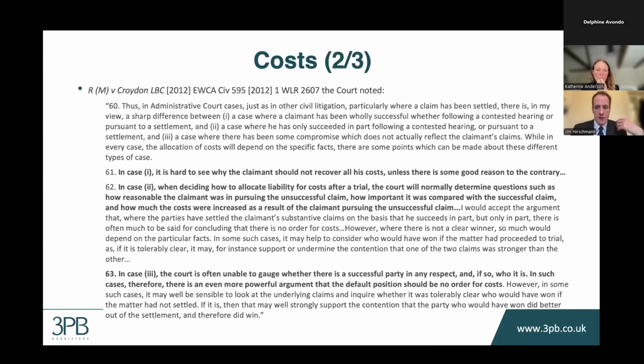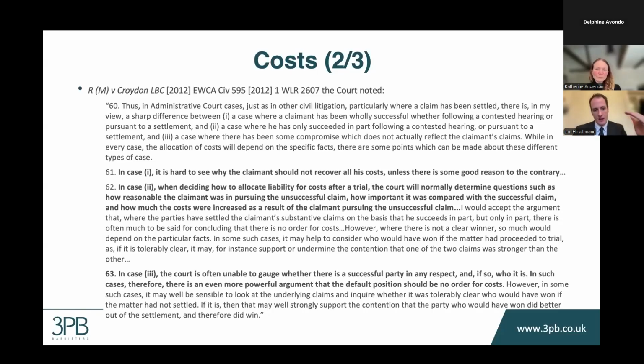It essentially says there are three types of cases. Category 1, where the claimant has got everything they wanted, whether that's following a contested hearing or as a consequence of settlement. Category 2, a case where they've only succeeded in part. And category 3, where there's been a compromise, but it doesn't really reflect the claimant's claims. So that might be if a claim's been rendered academic, for instance, it's no longer relevant to pursue the claim. It's very hard there, perhaps, to see who's won.